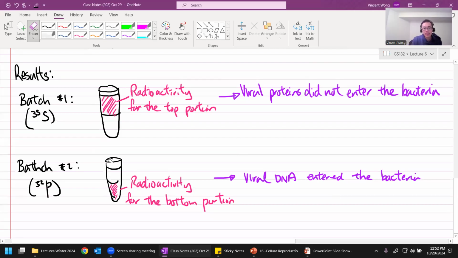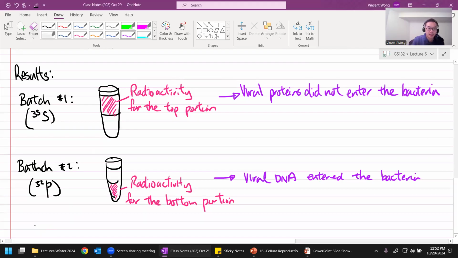Again, this second result alone is not enough. It only tells you the DNA went in, but it doesn't tell you where the proteins are. Maybe the protein went in as well. That's why you need to have the results from both batches to show that no, the protein actually stayed outside and only the DNA went in.